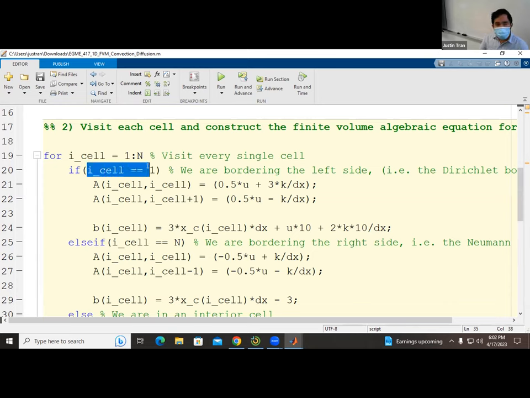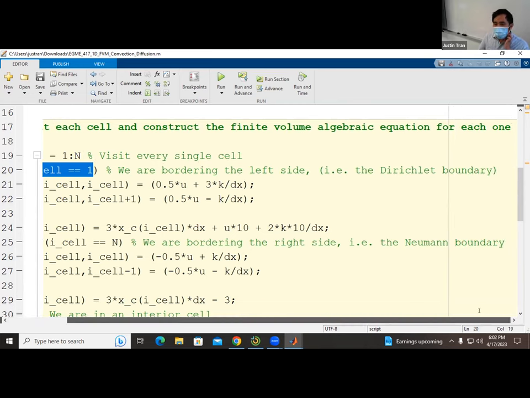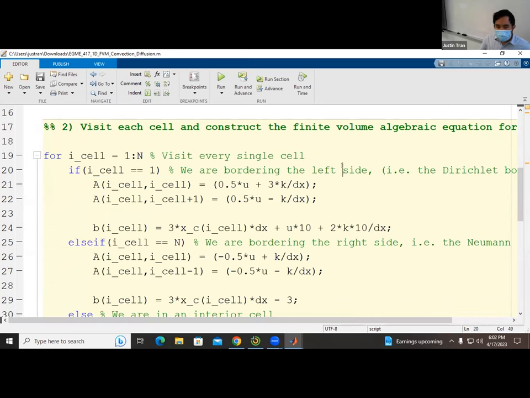If the loop index here is 1, that means we're visiting the first cell. So this is cell 1, and on the left side of the cell, we have a Dirichlet boundary condition. We need to modify this equation according to that Dirichlet condition. First, the coefficient for phi sub c, from our notes, is u divided by 2 plus 3k divided by delta x. For the right neighbor, we have u divided by 2 minus k over delta x.